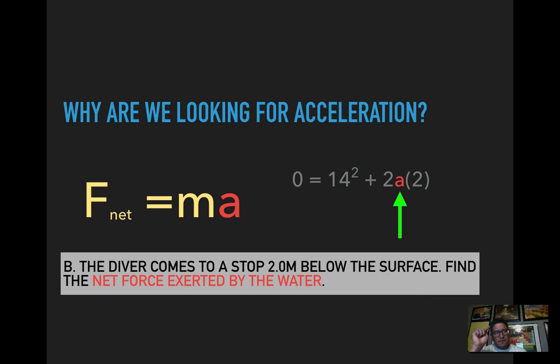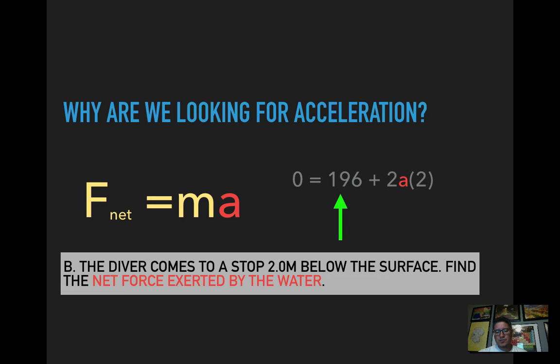Think about this logically for a second. So he fell 10 meters at 9.8 meters per second squared. But how far did it take for him to come to a stop? 2 meters. 2 meters compared to 10 meters. That means the acceleration going in the opposite direction is going to be greater than the acceleration going down. And let's see if the math actually plays out. So we have our numbers, 14 squared plus 2a times 2. Let's plug and chug and see what we come up with.